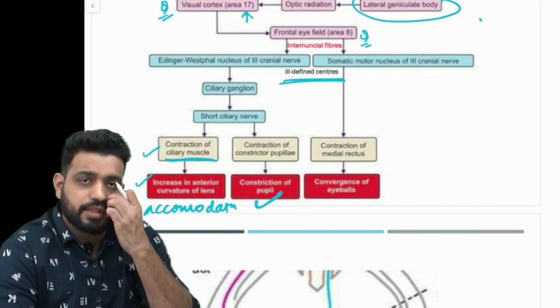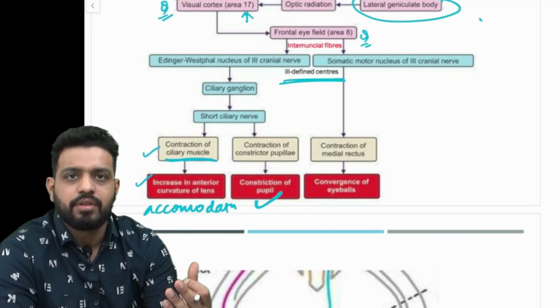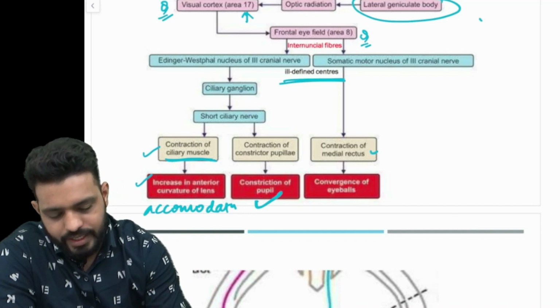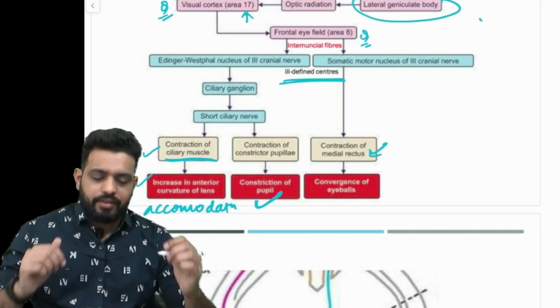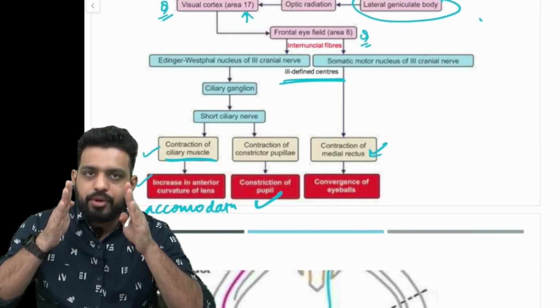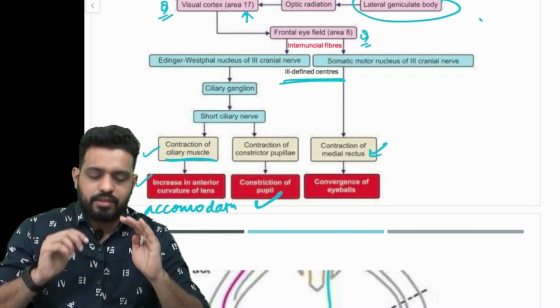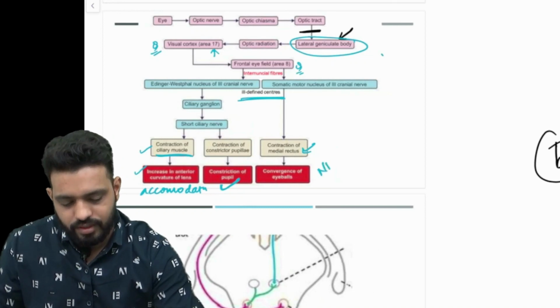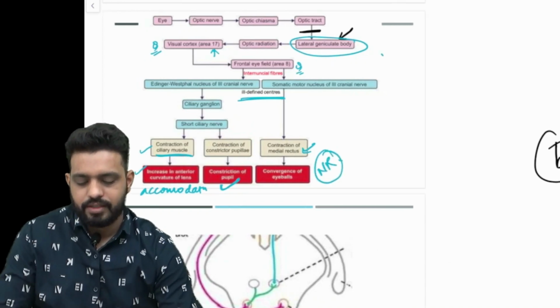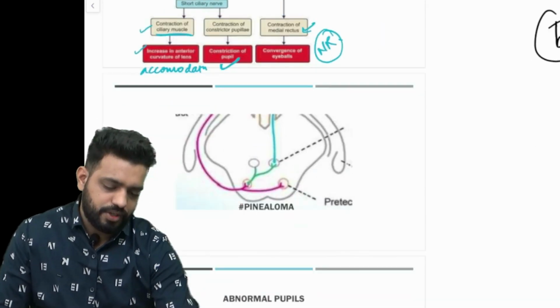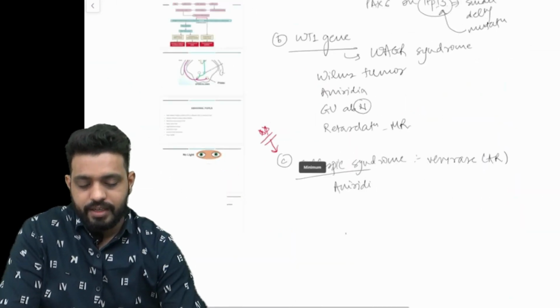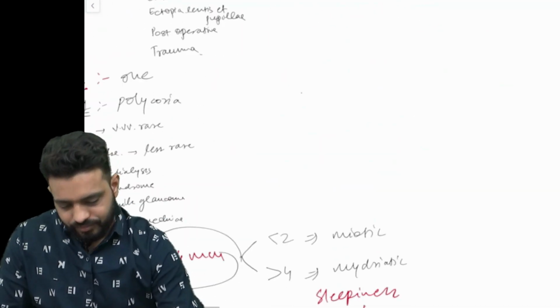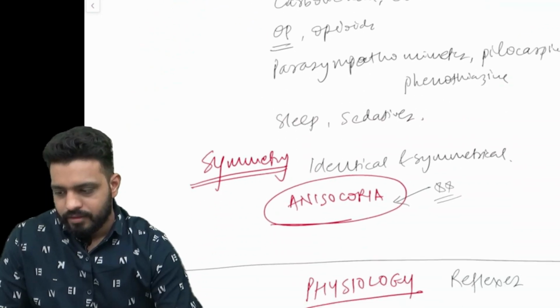The somatic motor nucleus. Motor nucleus is nothing but the stimulus to the muscle, that is the medial rectus. Both the medial recti will contract and the eyeballs will turn inside, that is converge. This is very important. So this is near reflex. Okay, this is near reflex, and the triad is known as accommodation reflex. Why is this important? I'll show you.